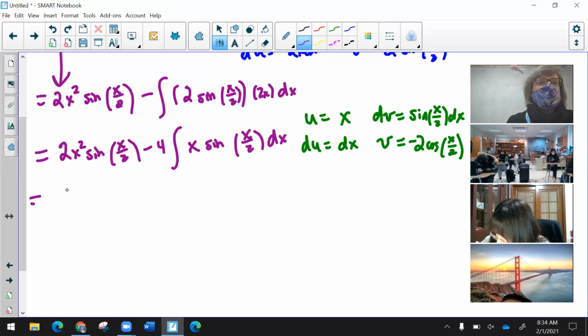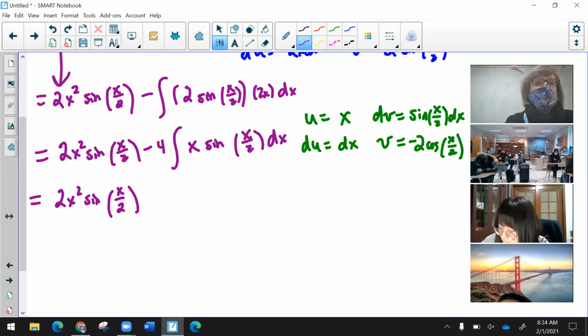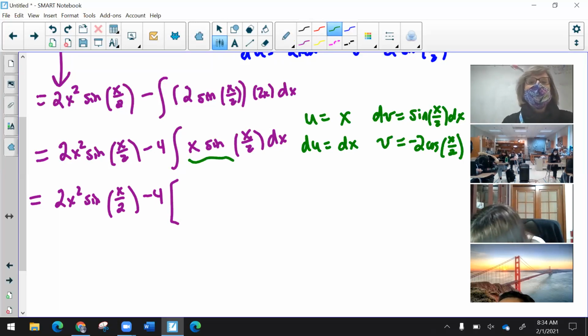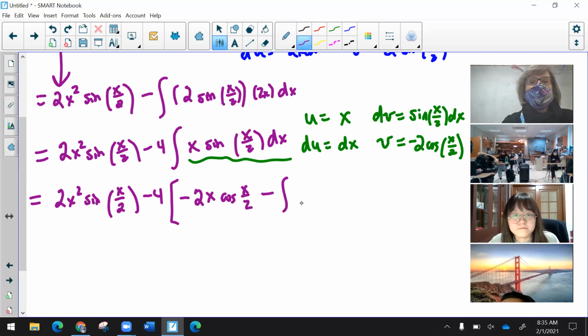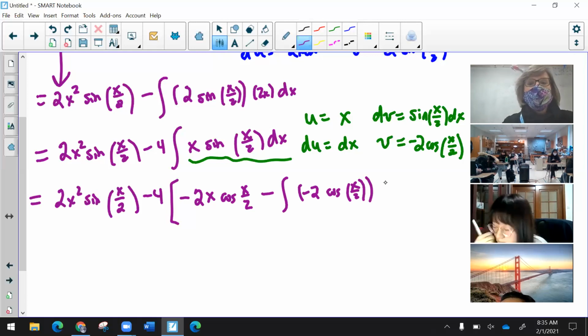All right. So we don't want to forget our 2x squared sine x over 2 that's hanging out here. This is going to be -4, but remember, I'm taking this whole integral and applying the integration by parts. So that's going to be times -2x cosine x over 2, that's u times v, minus the integral of v du, -2 cosine x over 2, du, which is dx.